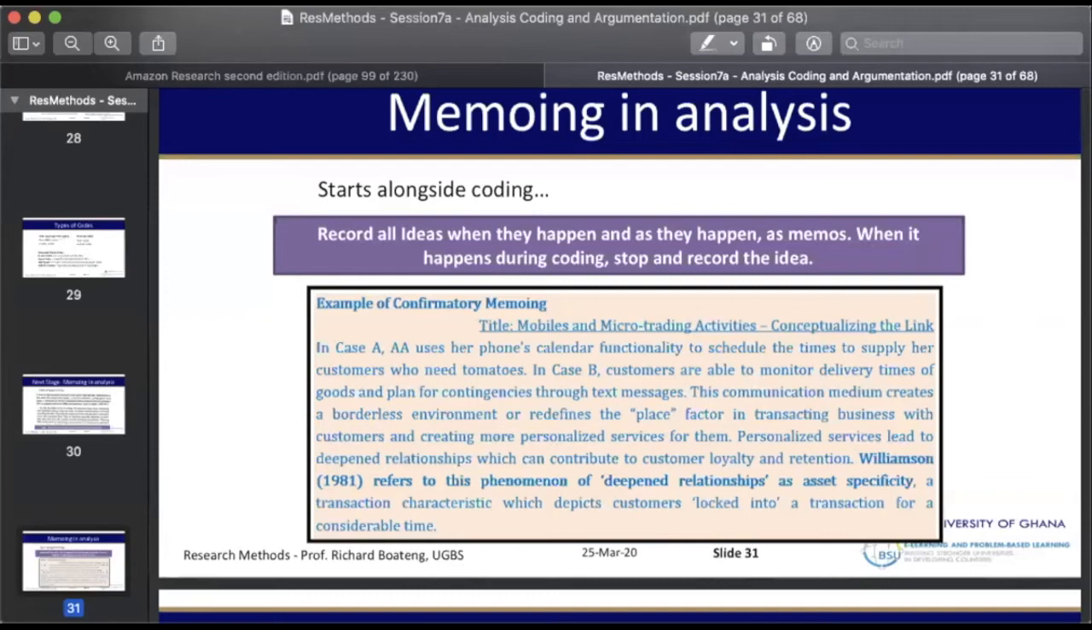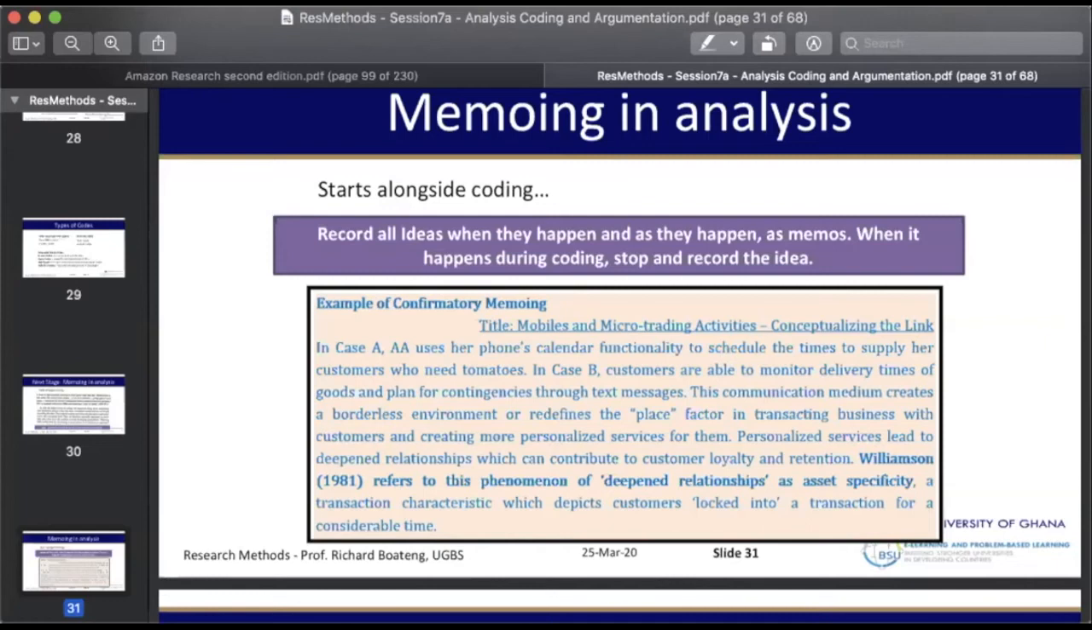I can still manage supply. So as I do this continuously, I have a deeper relationship with my suppliers. I have a deeper relationship with my customers. Now, Williamson, who didn't know the study I was doing, wrote about the transaction cost theory and said that in transaction cost theory, there is a characteristic in transaction called deepened relationship.